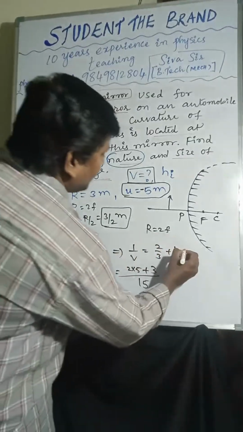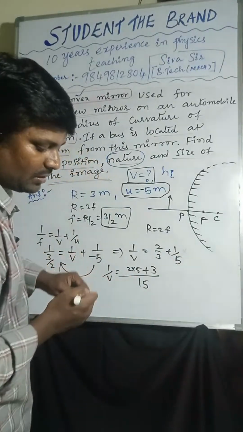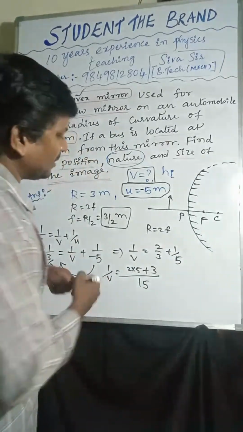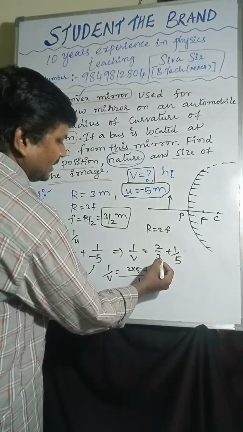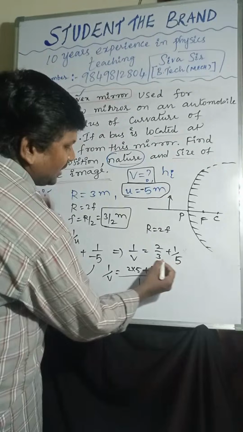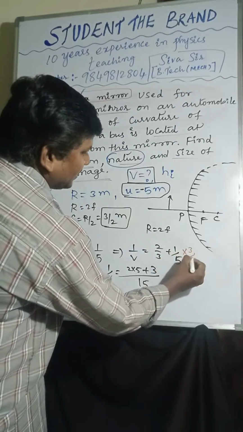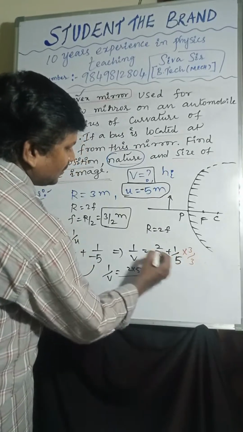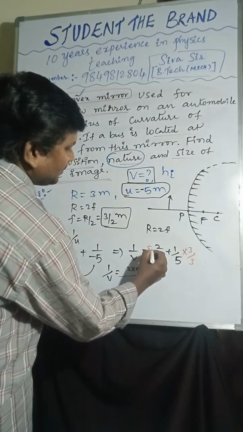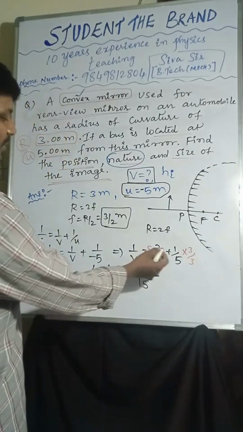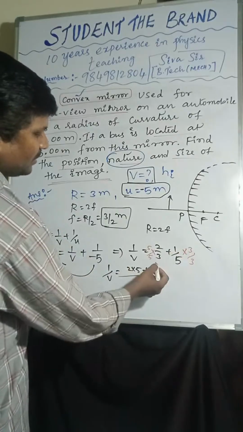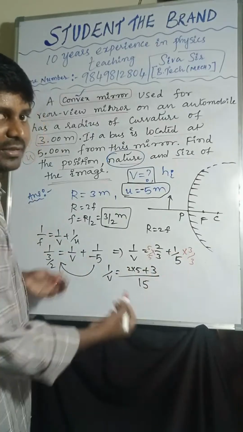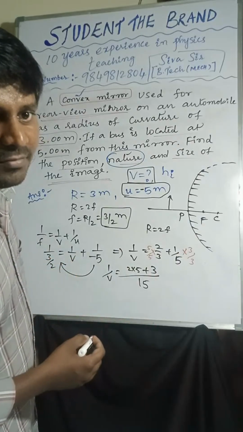Sir, I am getting confusion about how to take the LCM. You don't need to worry about it. Just cross multiply. If you multiply these two, how much do you get? 15. Then leaving this value, multiply with the other value. So here 2 into 5 plus 1 into 3, and here 15. That's enough. That is a simple way.